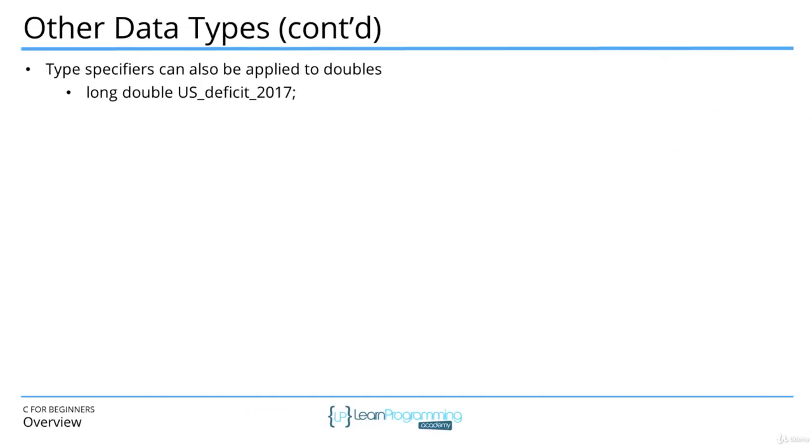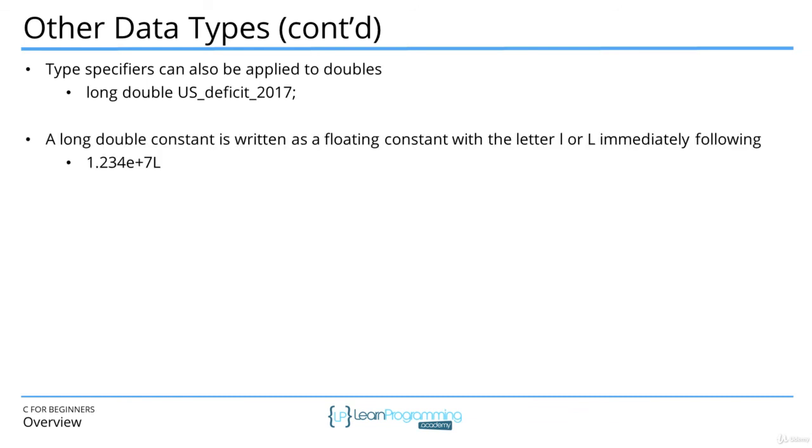So type specifiers can also be applied to doubles, as I mentioned. With these shorts and longs, you can say long double. And here we create a long double called USDeficit2017. For the long doubles, you can use the capital L, as I mentioned, or lowercase l, same way you would with the ints.